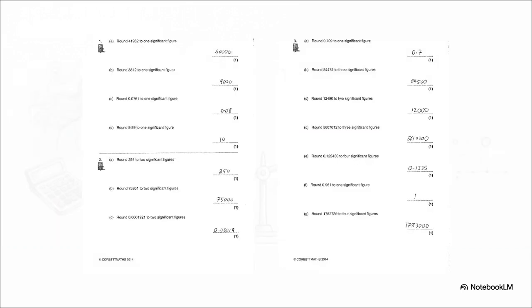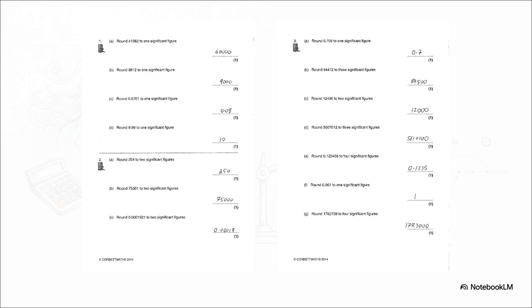Let's apply this algorithm to some real exam numbers. Say we have 41,982, and we need to round it to one significant figure. The first non-zero is 4. The next digit is a 1, so we don't round up. The answer simply becomes 40,000. And hey, those zeros are vital placeholders.